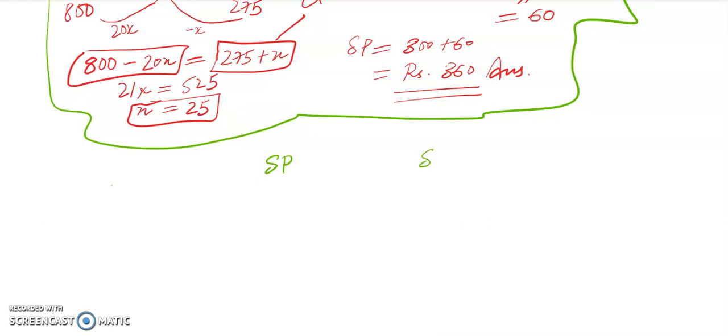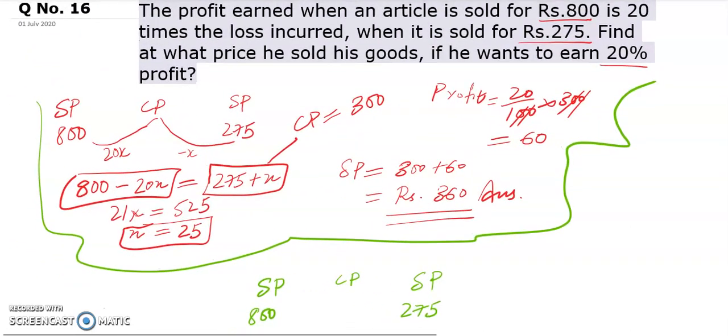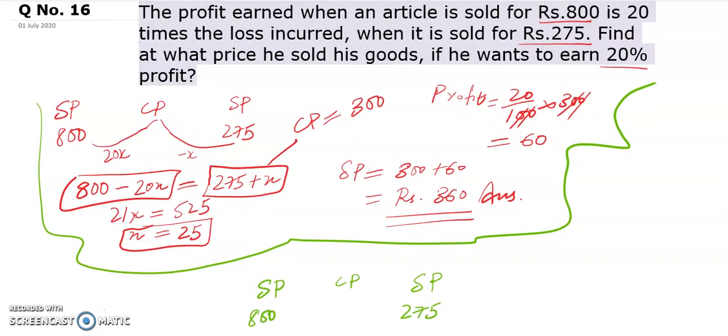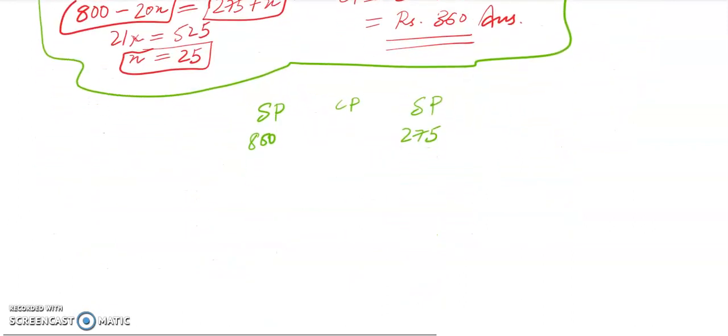First, we have two SP. One is 800 and the second SP is 275. Our CP will remain the same. And the question says that the profit earned is 20 times the loss incurred. So suppose our loss is 1 unit, then our profit will be how much? 20 units. This is loss and this is our profit.